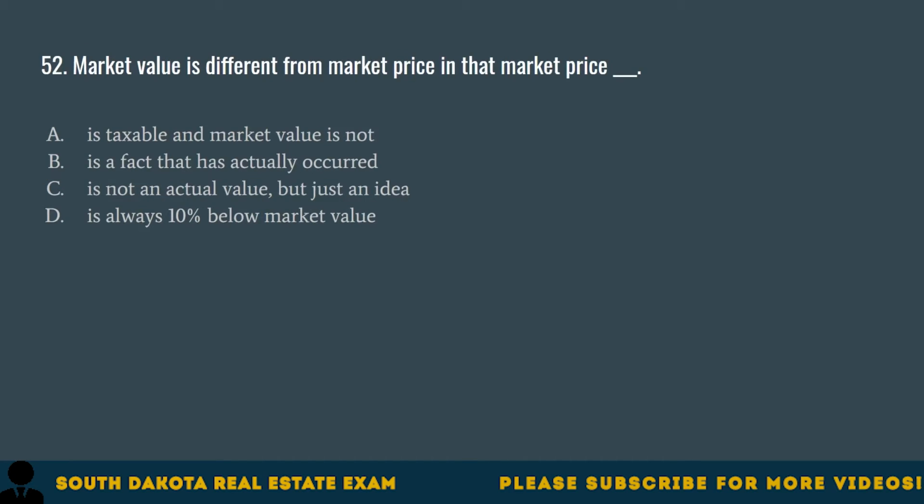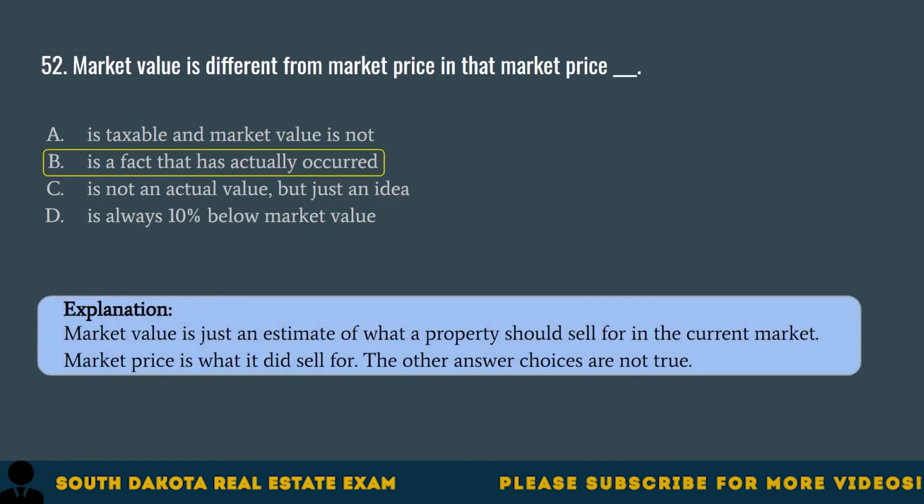Question 52. Market value is different from market price in that market price blank. A. is taxable and market value is not. B. is a fact that has actually occurred. C. is not an actual value, but just an idea. D. is always 10% below market value. The correct answer is B. Is a fact that has actually occurred. Market value is just an estimate of what a property should sell for in the current market. Market price is what it did sell for. The other answer choices are not true.